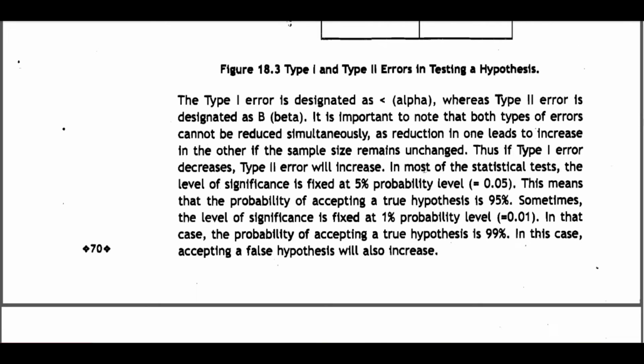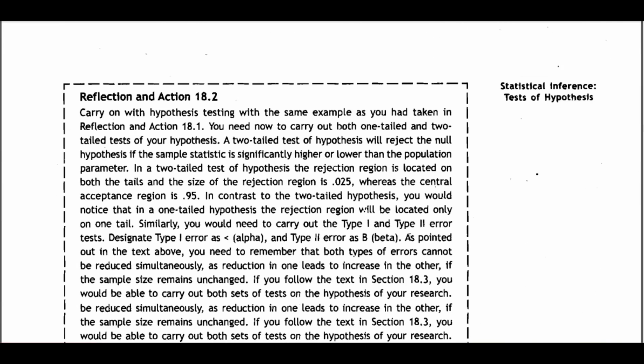In most statistical tests, the level of significance is fixed at the 5% probability level. This means that the probability of accepting a true hypothesis is 95%. Sometimes the level of significance is fixed at the 1% probability level. In that case, the probability of accepting a true hypothesis is 99%, and accepting a false hypothesis will also increase.